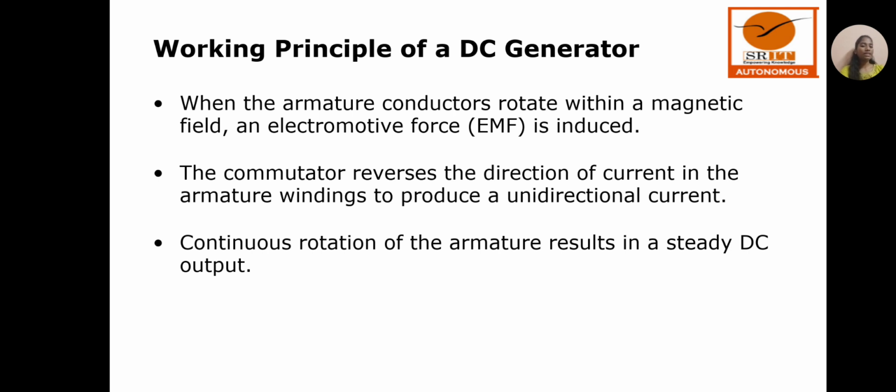Working principle of a DC generator. When the armature conductors rotate within a magnetic field, electromotive force (EMF) is induced. The commutator reverses the direction of the currents in the armature winding to produce unidirectional current. The continuous rotation of the armature results in a steady DC output.